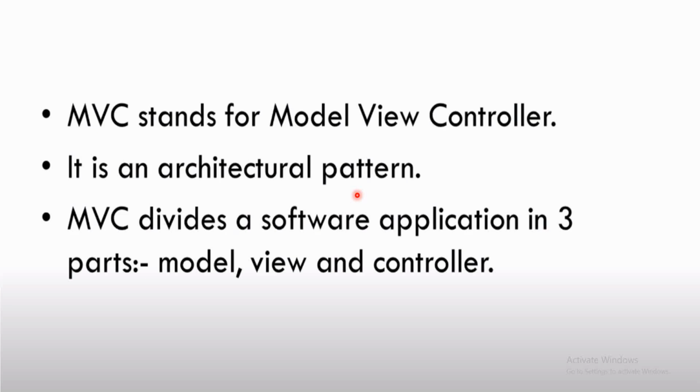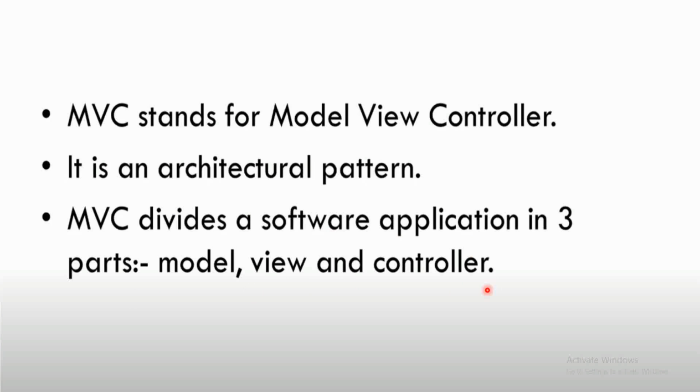For example, normal design patterns are used for solving specific technical problems in our application, whereas an architectural pattern is used for solving larger architectural problems. So it basically affects the entire architecture of our application. Then MVC divides a software application into 3 parts: model, view and controller. This is what we call separation of concerns. Each of these 3 components has some specific responsibility.